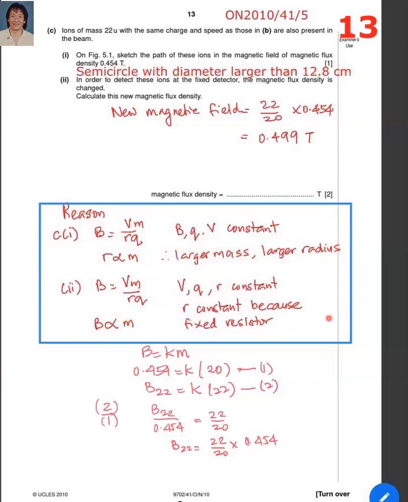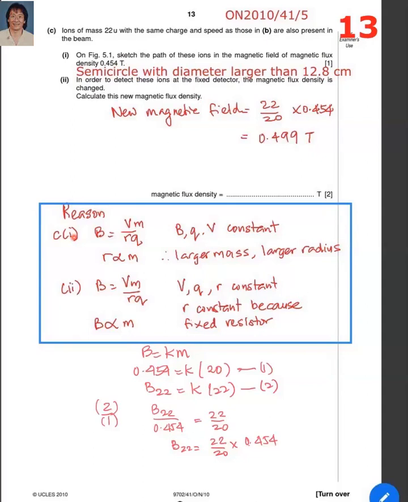Later I discuss it. Then in part 2, in order to detect these ions at a fixed detector, the magnetic flux density is changed. Calculate the new magnetic flux density. The calculation is given here. So the new magnetic flux density must be 0.499 tesla, so that the ions can be detected by the same detector placed at the same position. And this is the reason.